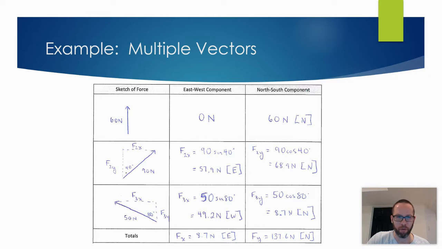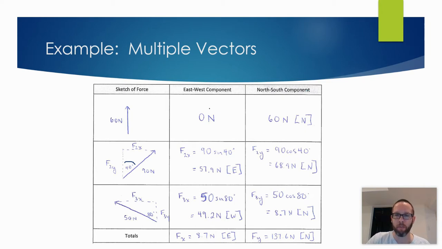So 60 newtons north. For the second guy, I got using sine because remember, it depends on where the angle is. Here the angle is with north-south, right? So the east-west component is opposite the 40 degrees. So we would use sine. I got about 58 newtons to the east, and this north component, 90 cos 40, about 69 newtons north. And then our 50 newton guy is 80 degrees west of north. So for the east-west, 50 sine 80. For the north-south, 50 cosine 80, about 49 newtons, about 8.7 newtons.